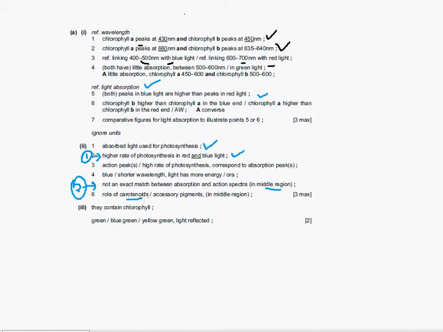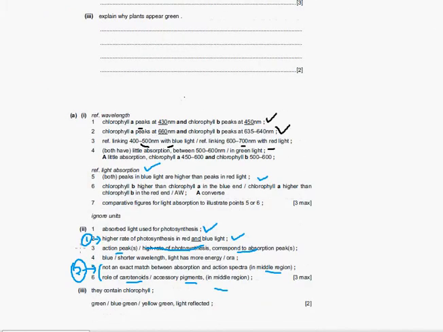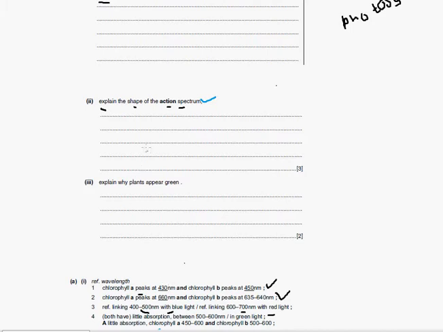So role of carotenoid pigments in the middle region. Okay, this is the second point. And then blue or shorter wavelength light has more energy. Action peaks, higher rate of photosynthesis, correspond to absorption peaks. Just believe this: action peaks correspond to absorption peaks, which we can also see here. So this is the third thing we should be noting here, that action peaks correspond to absorption peaks, and then blue shorter wavelength light has more energy. This simply contributes to the point given already. So hopefully by that we will be done with this question.